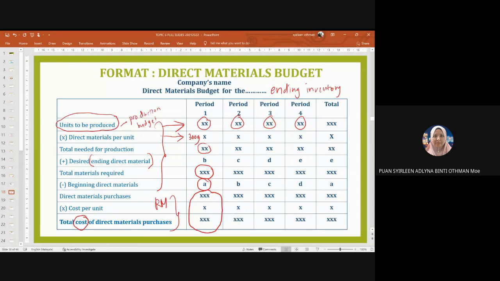So yang ini, okay, ending inventory. We're talking about ending inventory. Your ending inventory ni, B ni, okay, dia ambil 10% daripada requirement next quarter. So that means I akan tengok dekat period ni, dekat quarter kedua, nilai ni saya akan ambil 10% dan dia akan jadi ending inventory. Okay, nanti bila kita kira kita tengoklah.